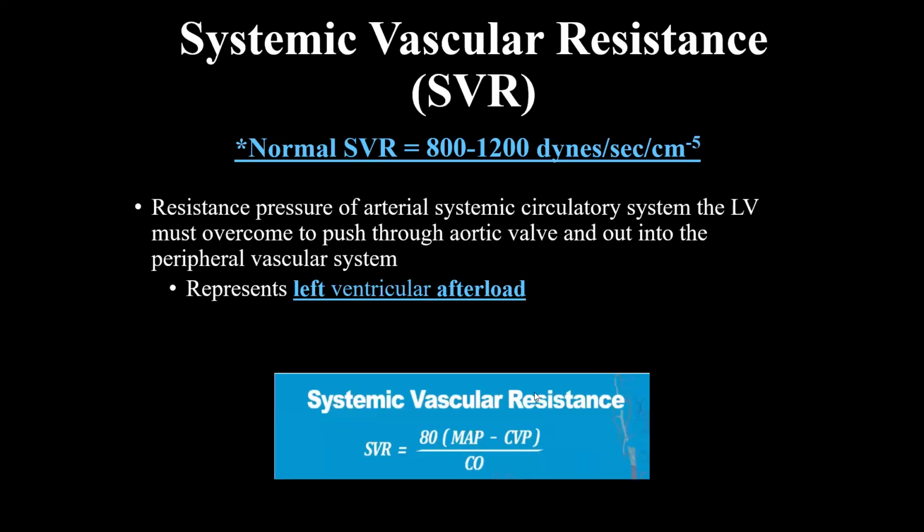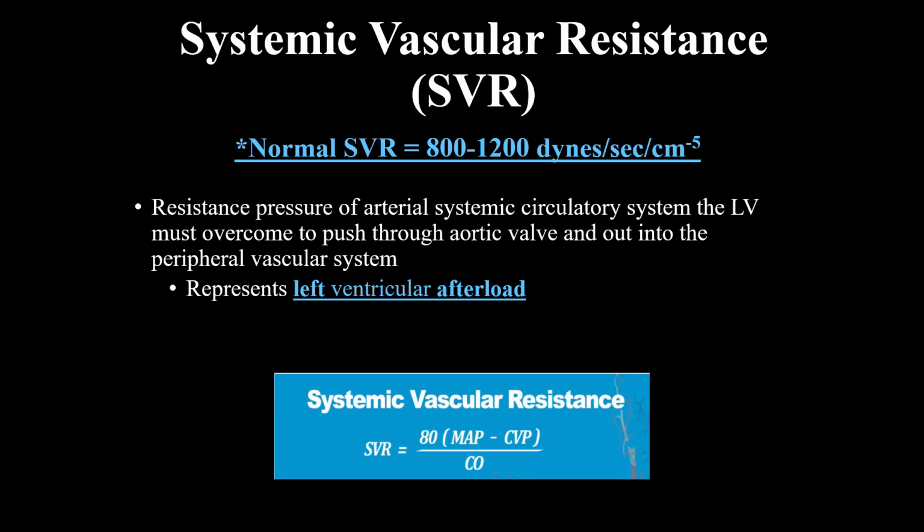SVR. And again, don't memorize this formula unless you want to. Normal SVR is 800 to 1200. So the coffee stir is greater than 1200. If I have a coffee stir, a little coffee straw, that SVR is 2800, ridiculously high. If I have a low SVR, 400, that's your toilet paper roll, okay? And we really want to be in that sweet spot of 800 to 1200.